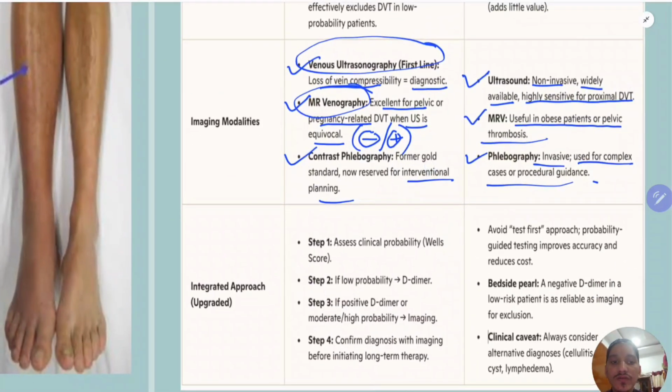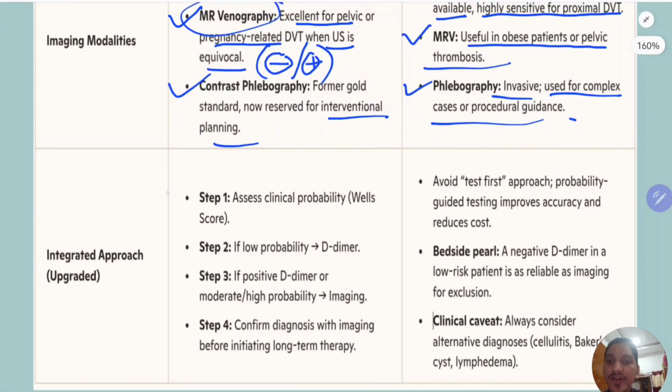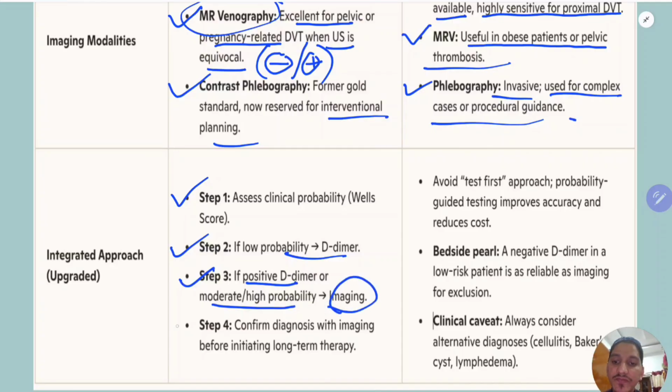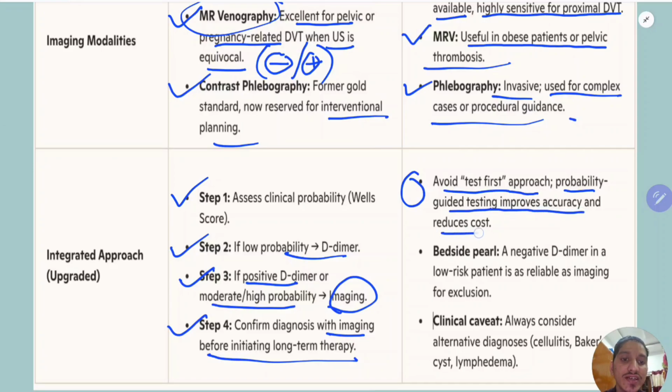So what is the approach now? Step 1, you assess the probability by Wells score. Step 2, if low probability, D-dimer. Step 3, if positive D-dimer or moderate or high probability by Wells score, then you go for imaging. Step 4 is confirm diagnosis with imaging before initiating long-term therapy.